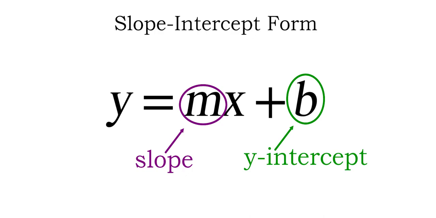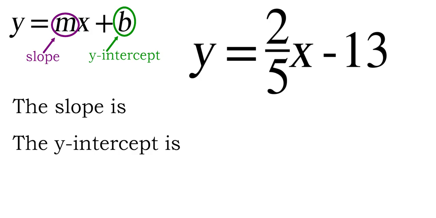Let's look at our first example. Our first example says y equals 2/5 x minus 13. I can see the number 2/5 is next to the letter x, so that means 2/5 is my slope. I can see that the number -13 does not have an x next to it, so -13 is the y-intercept. That's your first example in your Delta Math. Go ahead and type in those answers and we can proceed on to the next problem.